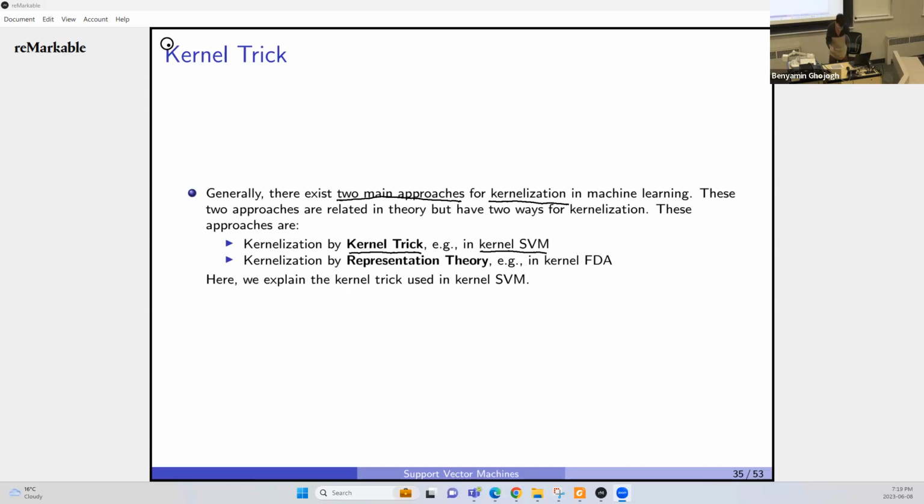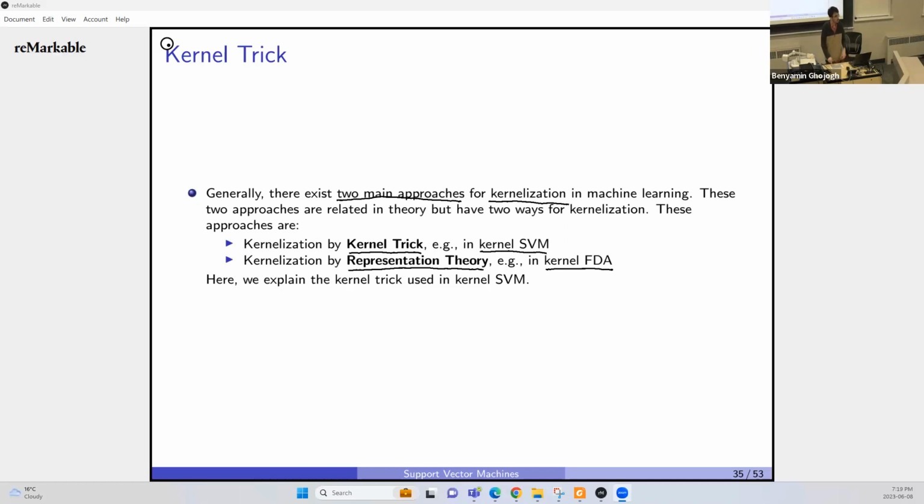Another technique is kernelization by representation theory. For example, it is used in kernel FDA. We are not going to talk about kernelization by representation theory in this session, but later in this course, when we cover FDA and kernel FDA, we'll see that. The first type we'll see today is the kernel trick, used for example in kernel SVM. And here we explain the kernel trick using kernel SVM.